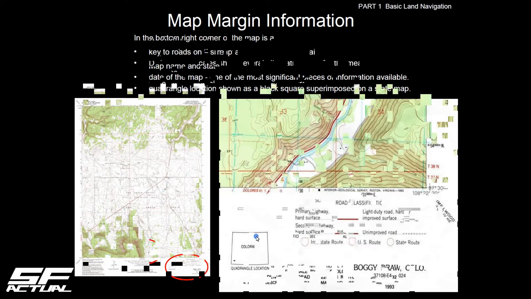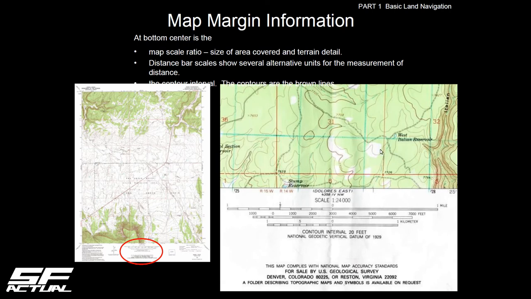Again, just more information. Moving over to the middle is where you'll get into the map scale ratio. In this case, it's a 1/24,000 scale map. Distance bars, how far a mile is, how far a kilometer is, and then it breaks down into portions of that. And then, forgive me for this being covered up, but the contour interval. So this is very important. The contour interval is 20 feet.